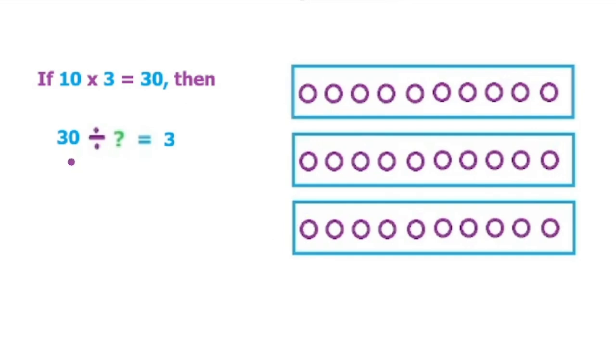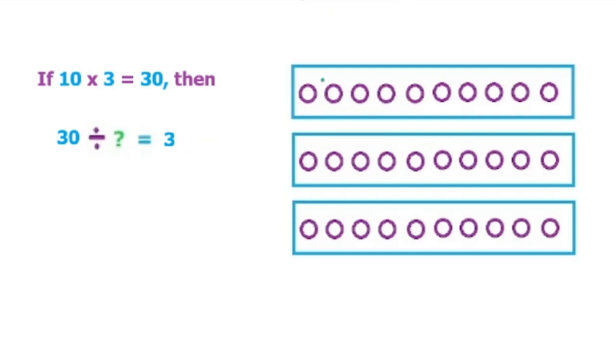What this division is trying to say here is if we have 30 circles and we divide it into what, that's going to give us 3 groups. Right? So we have 3 groups. So the number we're trying to find here, we could see, is 10.